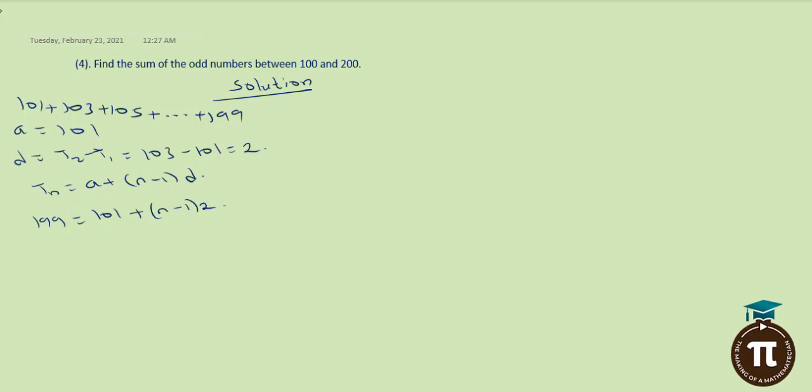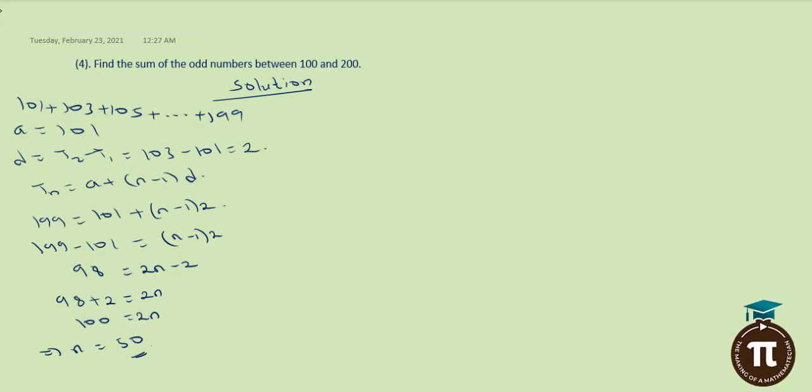Bring this 101 to the other side, you have 199 minus 101 is equal to (n minus 1) multiplied by 2. So 199 minus 101 will give me 98. Open the bracket here, you have 2n minus 2. Bring the 2 to the other side, you have 98 plus 2 is equal to 2n. 98 plus 2 will give me 100, which is equal to 2n. Then divide both sides by 2, the answer is 50. So that means the number of terms is 50.